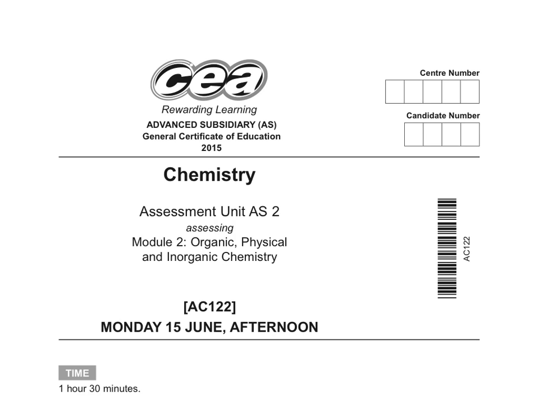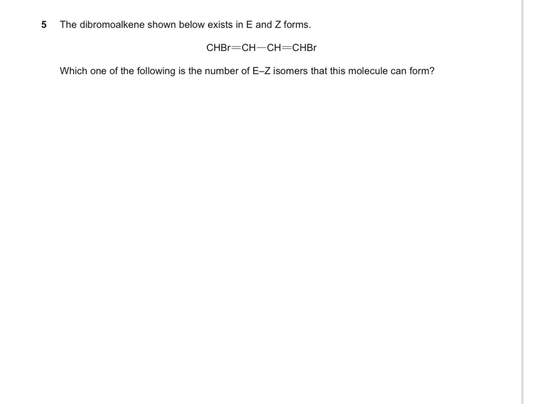This is June 2015 AS2 and we'll be looking at question 5. Question number 5 is a question about EZ isomers. And the easiest way to do this question is just try to draw out all the different stereoisomers that you can, geometric isomers that you can.